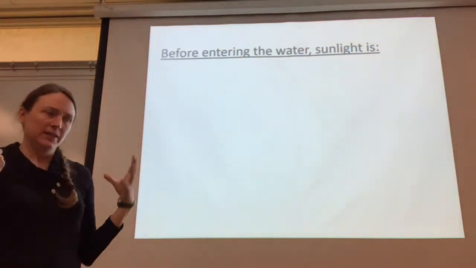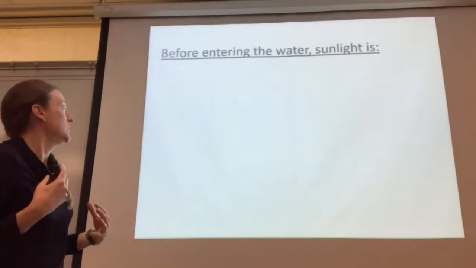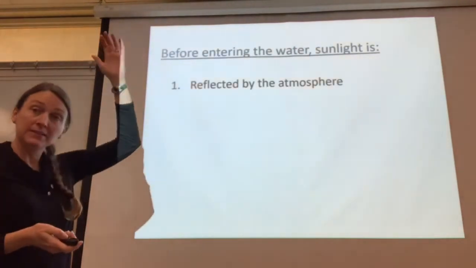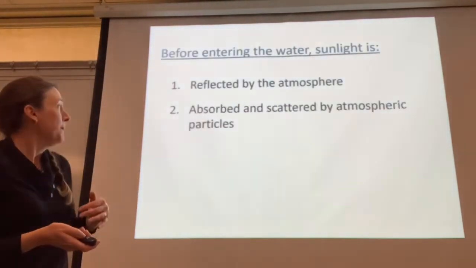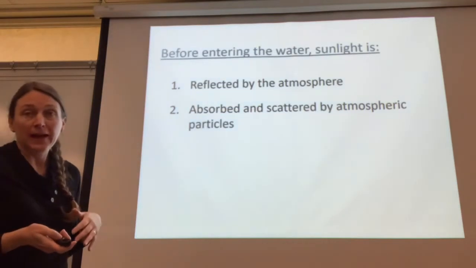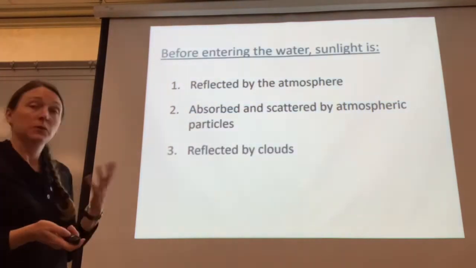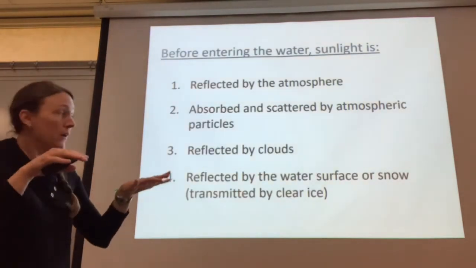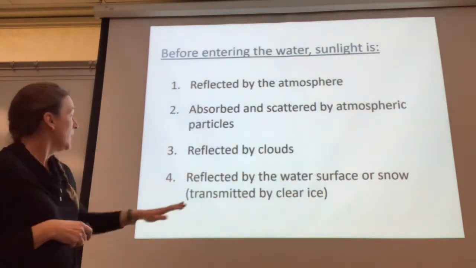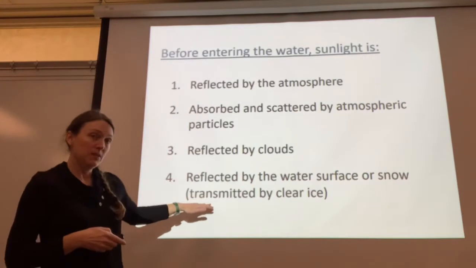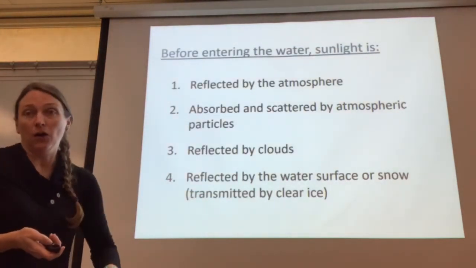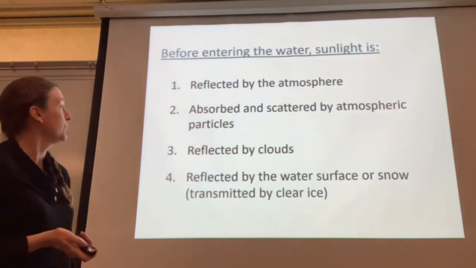But we have to understand, how does light even get into these systems? So before even entering the water, sunlight can be reflected back to space from the atmosphere. It can be absorbed or scattered by atmospheric particles, can be reflected by clouds. It can be reflected by the surface of the water or snow. The light is usually transmitted, not reflected, by clear ice. So ice can allow light to penetrate through.